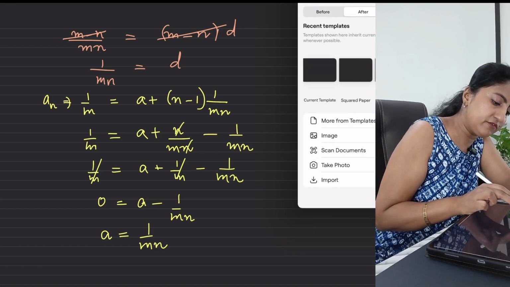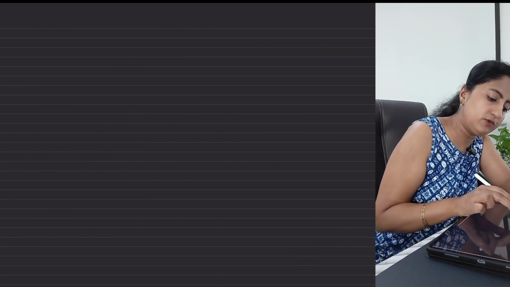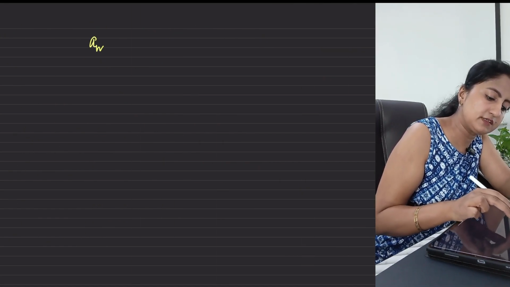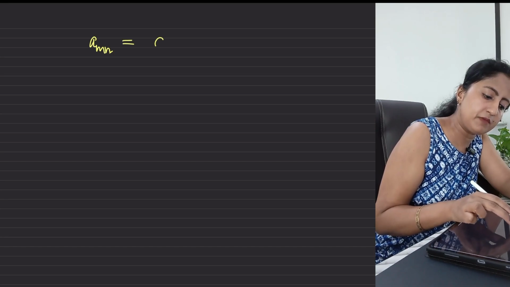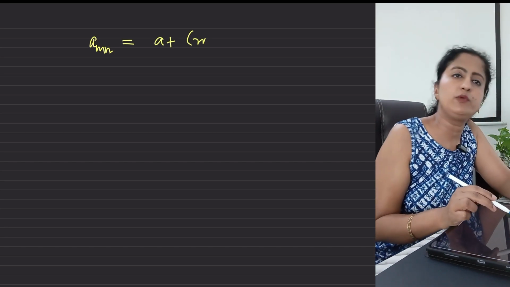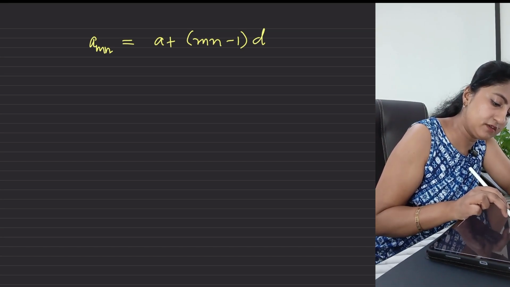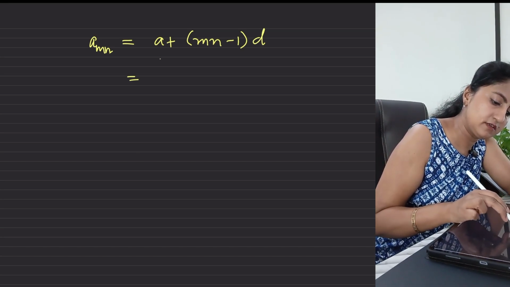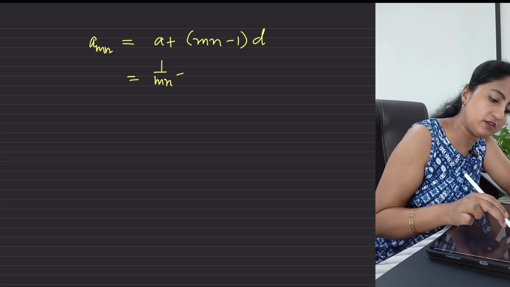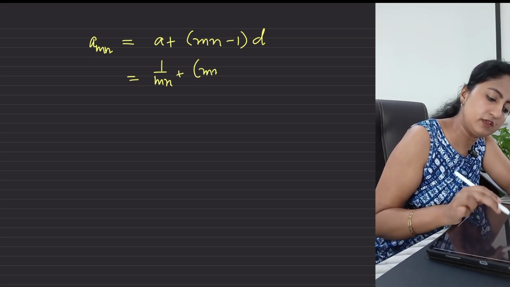So we have amn equals a plus mn minus 1 times d. Now we need to substitute a and d over here. 1 over mn plus mn minus 1 times 1 over mn.